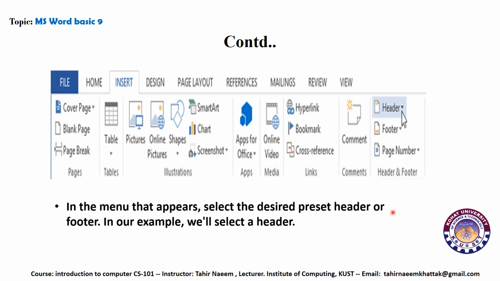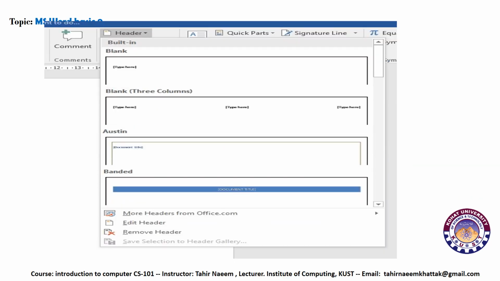Select the desired preset header or footer. So here, as you can see, when I click on Header, the built-in preset headers open up. Here there is Blank, and it will display the text on the left side of the page. It is shown that this is the page, while here is Blank, Three Columns. Here text is shown on the left side, center and right.